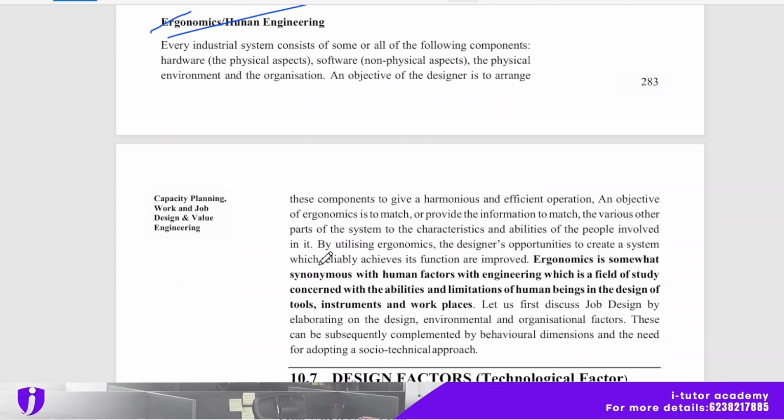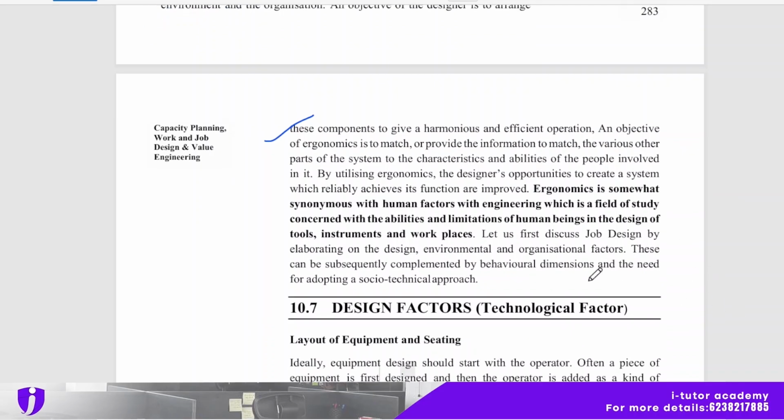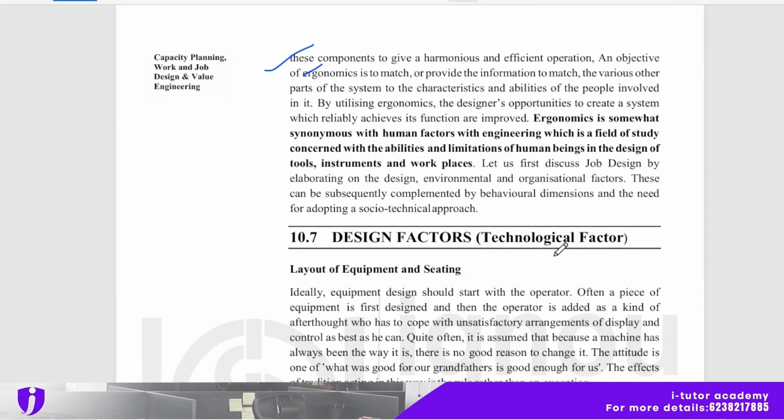Every industrial system consists of some or all of the following components: that is hardware, the physical aspect; software, that is the non-physical aspect; and the physical environment and the organization. The objective of the designer is to arrange these components to give a harmonious and efficient operation. An objective of ergonomics is to provide the information to match the various other parts of the system to the characteristics and abilities of the people involved in it. By utilizing ergonomics, the designer's opportunities to create a system which reliably achieves its function are improved.